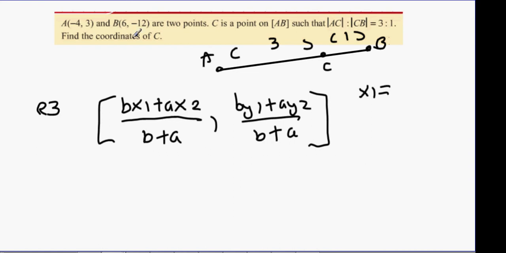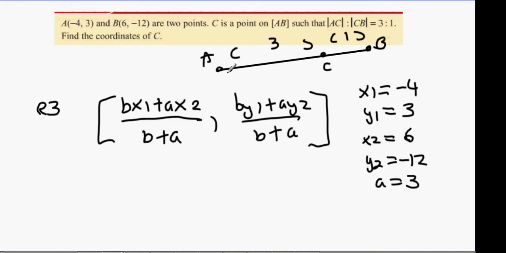x1 is going to be minus 4. y1 is going to be 3. x2 is going to be 6. y2 is going to be minus 12. A is equal to 3. B equals 1. Put everything into your formula.